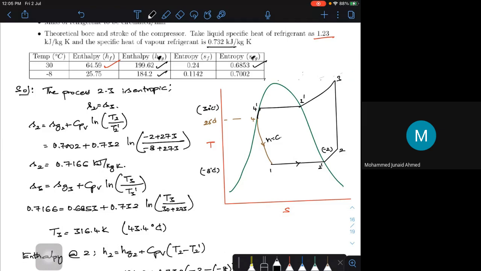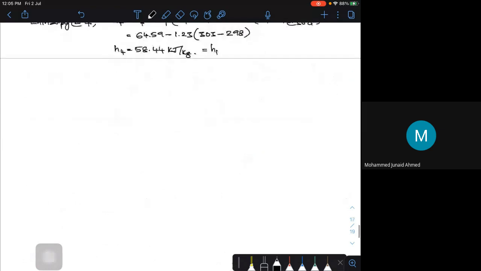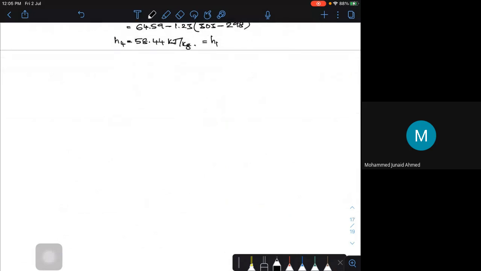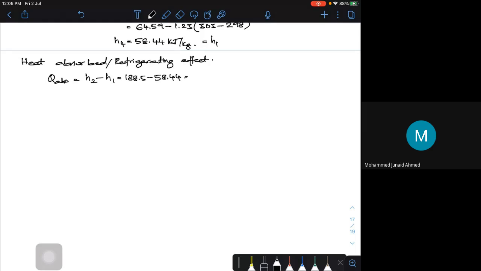Now, what is your refrigerating effect? Let's try to find it. Heat absorbed, or refrigerating effect, is equal to H2 minus H1. What is your H2? It is 188.5 minus H1, which is 58.44. I'm getting roughly around 130.1 kilojoules per kg.